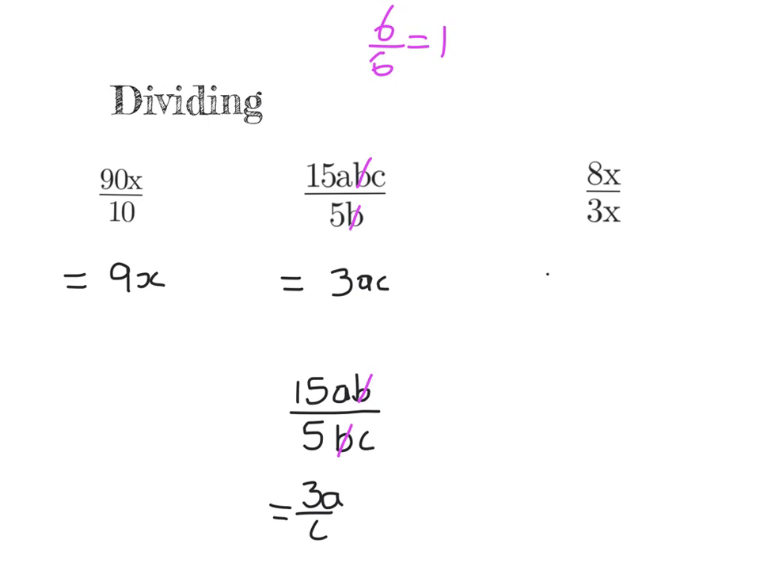Okay, let's look at this last one over here. 8x divided by 3x. 8 divided by 3, can't quite do it, so I'm going to leave it as a fraction. I could write the decimal, but it's probably pretty yucky. And we can cancel out the x's because there's one on the top and one on the bottom, so there's no x in our answer.